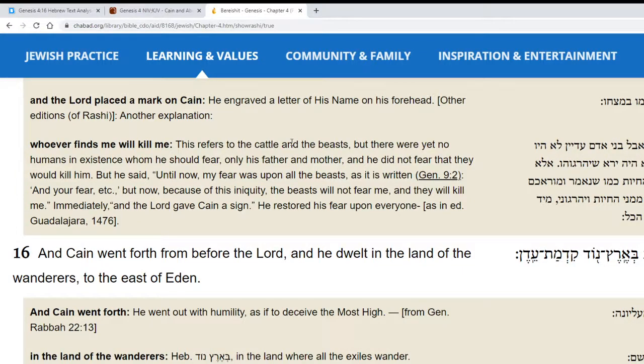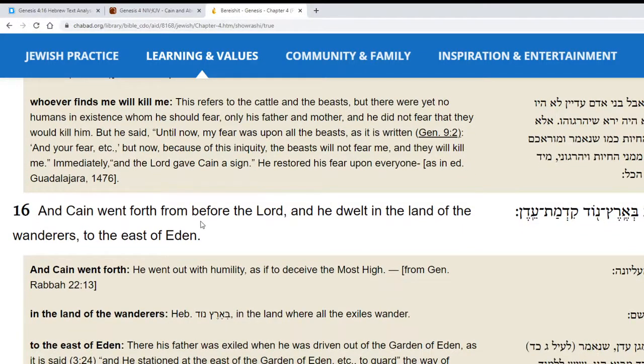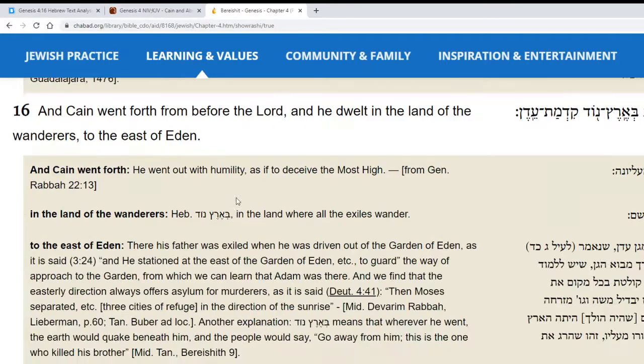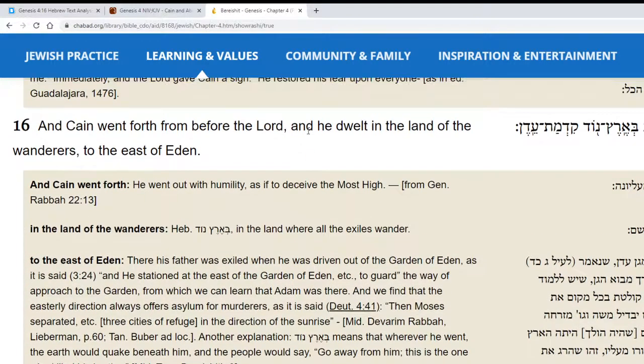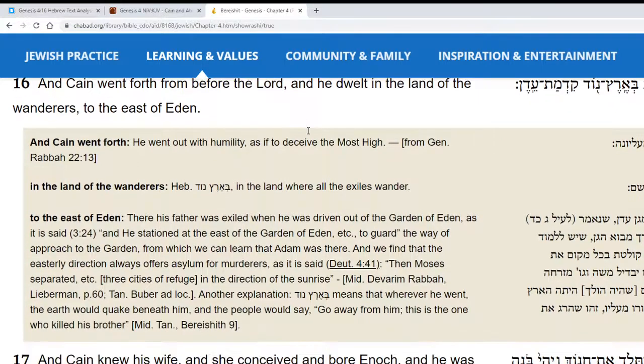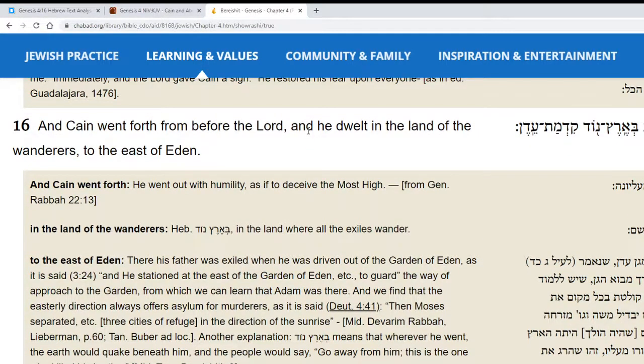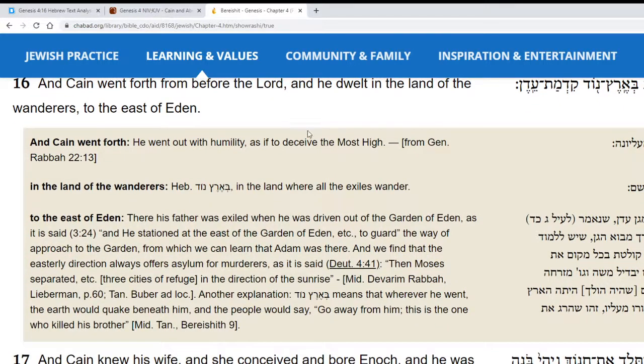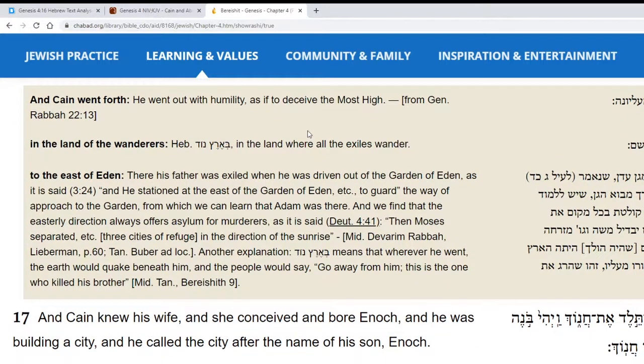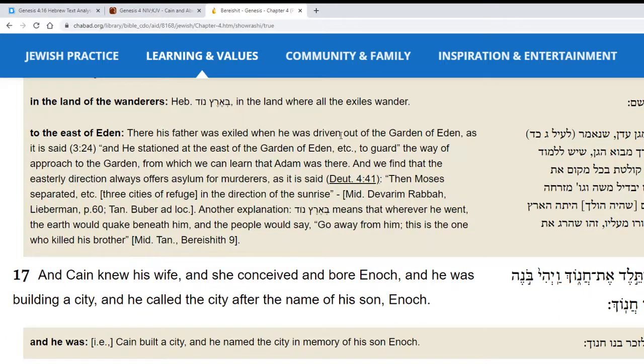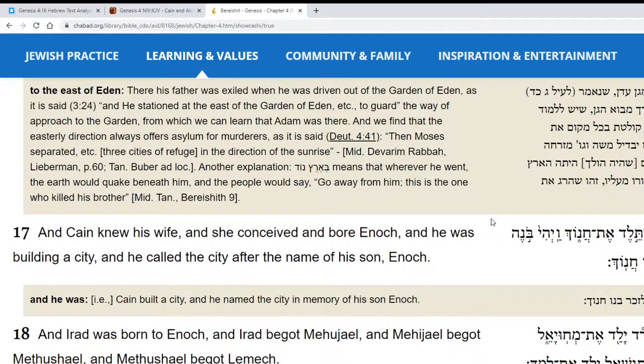And so Chabad translates it a bit differently, and I actually prefer this. And Cain went forth from before the Lord, and he dwelt in the land of the wanderers to the east of Eden. Right. So instead of using Nod as a sort of proper noun, they're using it as a common noun, right, and obviously there's a long Rashi there. Okay.